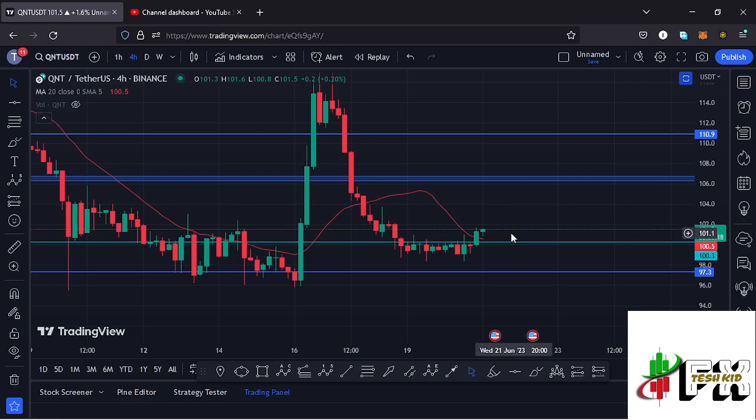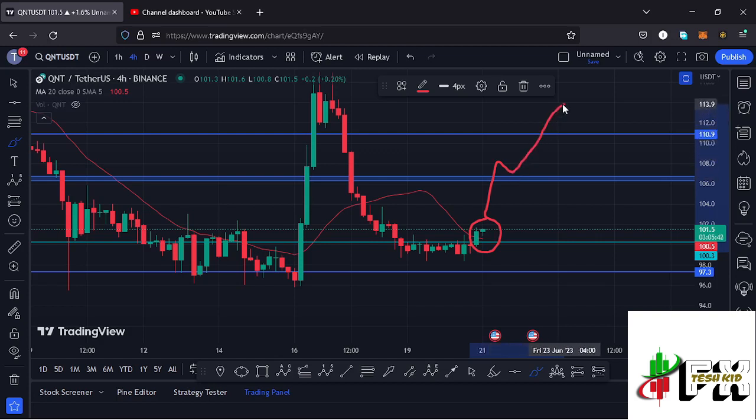At the time of this recording, Quant is holding above a key area of support at around the $100.3 mark, which is now acting as support for us to continue gearing up. This is a significant area of support that can help us see a break above our next key area of resistance at around the $106.5 mark. After a break above that, we can watch out for a successful retest before we can continue gearing up and see a break above the $110.9 mark, which is our next key area of resistance.